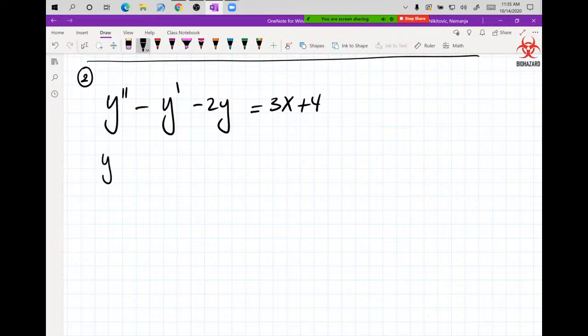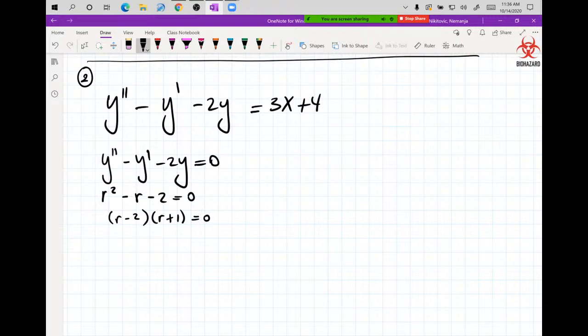I have to solve y double prime minus y prime minus 2y equal to 0. This is your standard good old r squared characteristic equation: r squared minus r minus 2 equals 0. And then you have your factoring here, r minus 2, r plus 1. And you're getting your distinct r's, 2 and negative 1.